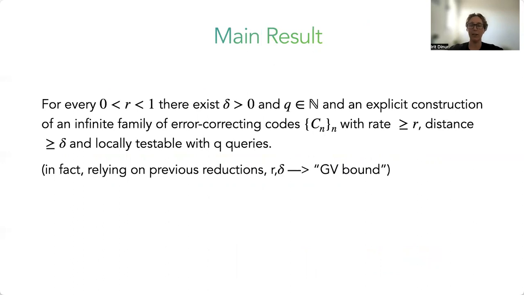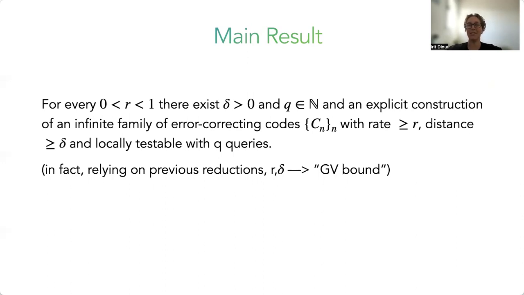In fact, relying on previous works, once you have this result, you can use some concatenation ideas and amplification to get locally testable codes for every pair of R and delta that approach the Gilbert-Varshamov bound. So for every parameters R and delta for which we know that error correcting codes exist, we now know that locally testable error correcting codes exist.